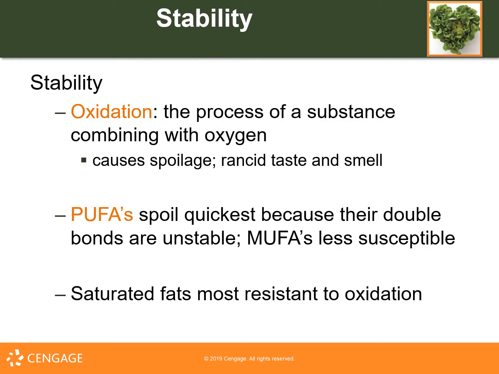Stability. Oxidation: the process of a substance combining with oxygen. This causes spoilage, rancid taste and smell. Polyunsaturated fatty acids spoil quickest because their double bonds are unstable. Monounsaturated fatty acids are less susceptible, because they have fewer double bonds. Saturated fats are most resistant to oxidation, therefore they are the least likely to become rancid. Basically, the degree of saturation influences stability.